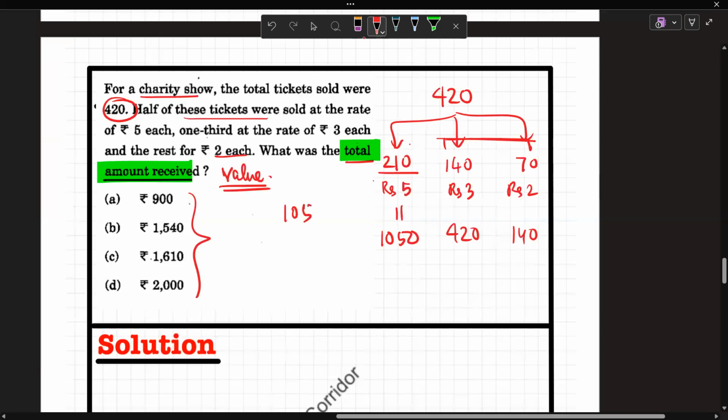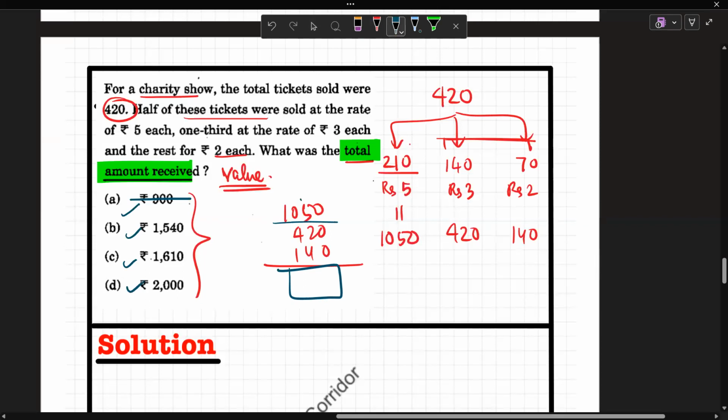So what I need to do is 420, 140, I need to add it. Stop. Don't add them. Are you serious? Why evaluate them? No need to calculate the total value. Why spend even a fraction of a second evaluating? Who is asking you the value? See, all the numbers are different. Since all the numbers are different, first of all, this option will be eliminated because 1050 has already come. 900 is way lesser than 1050.